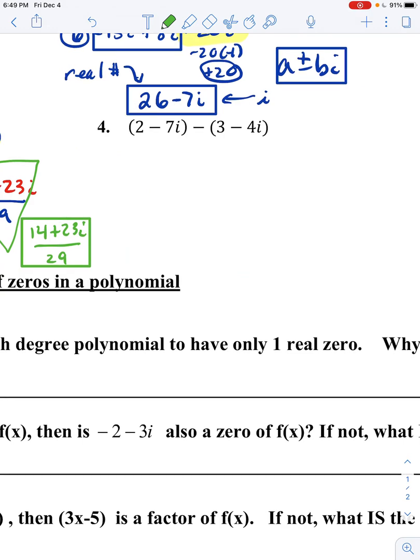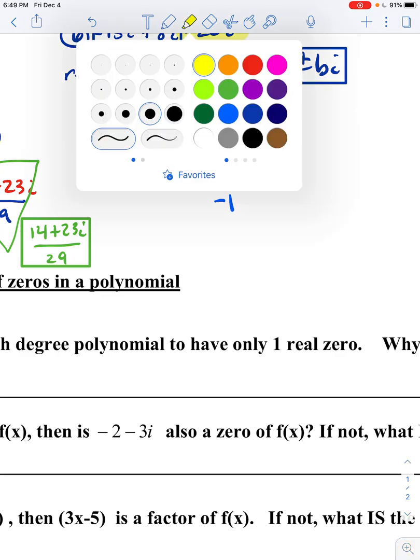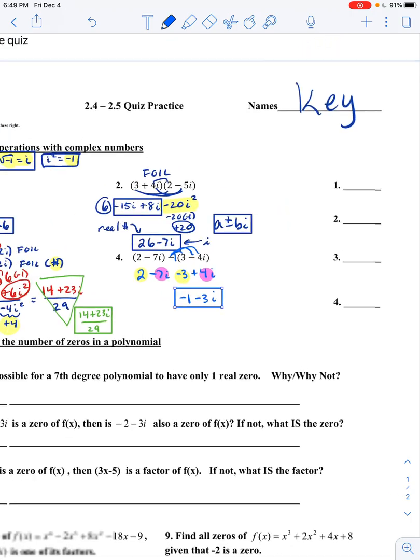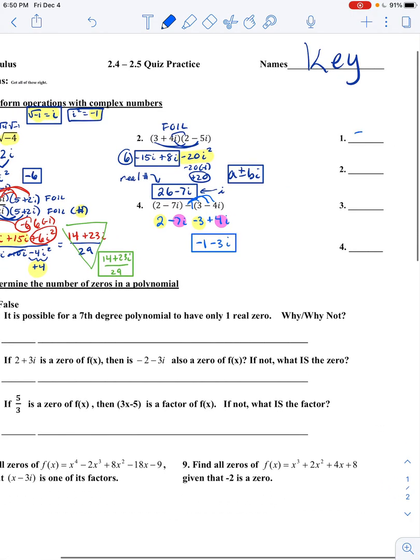Don't make this one harder than it is, and don't immediately FOIL. You got to really think. You can't just be like, oh, there's parentheses, I'm going to FOIL every time. This isn't asking you to do that. This has a -1 in front that has to be distributed. So I have my 2 minus 7i. This distributes to be a -3. These actually cancel out to become a +4i. I'm going to put my real numbers together, so 2 minus 3. And then I'm going to put my imaginary numbers together. So this negative 7 and positive 4 will turn into a minus 3i. I can't combine, condense, or do anything differently. That's my final answer.